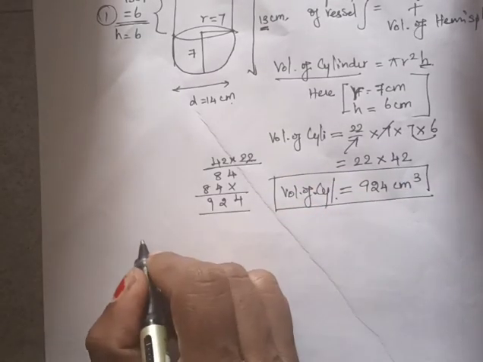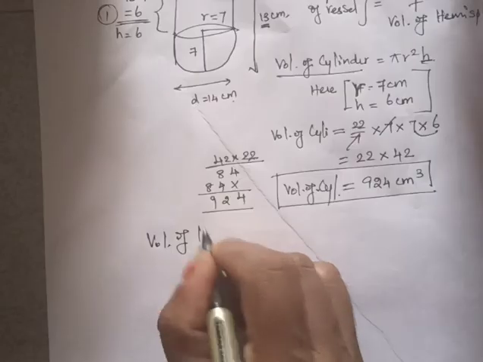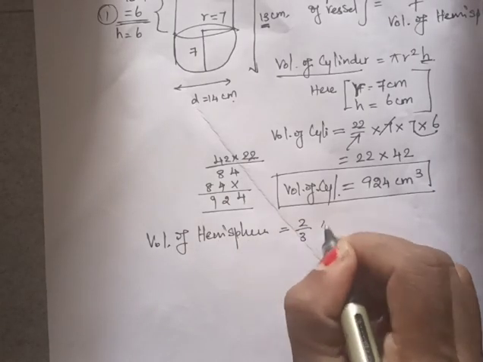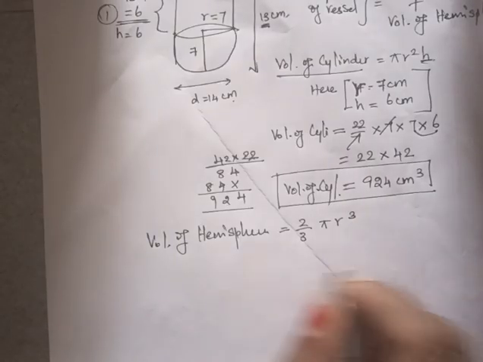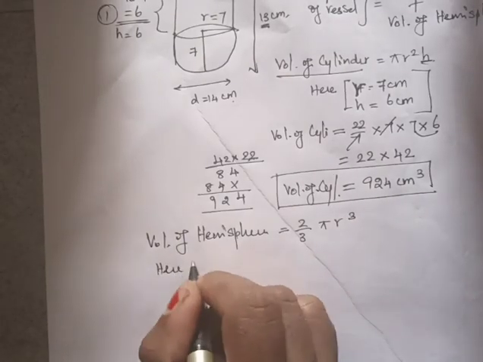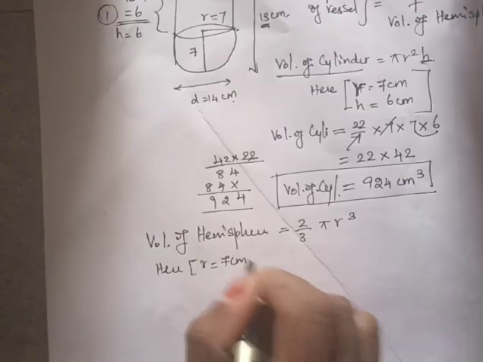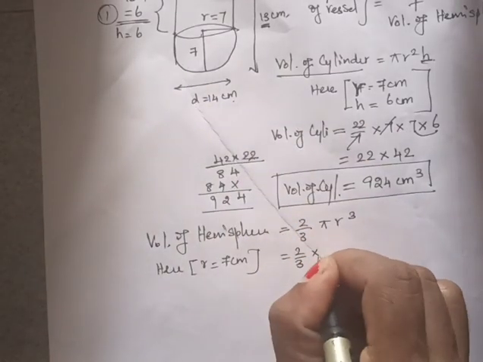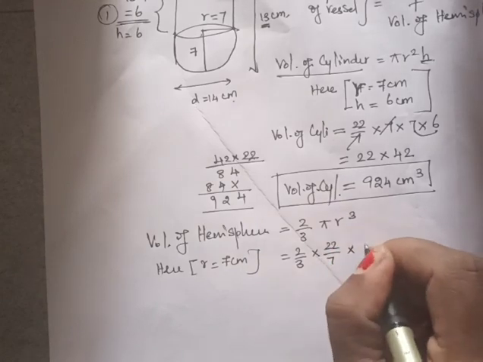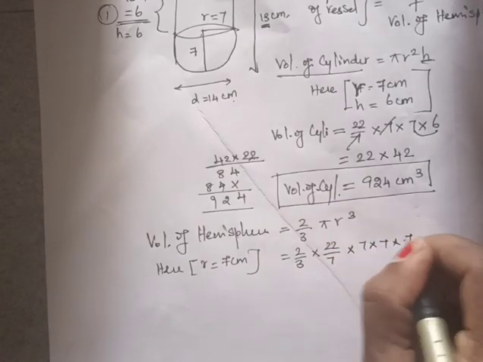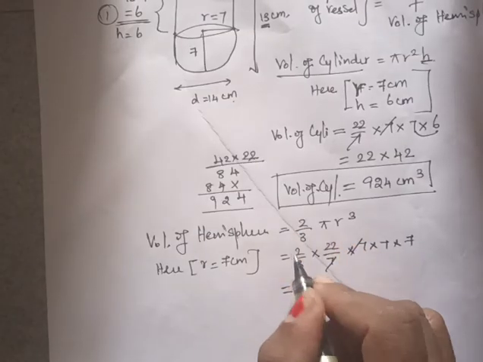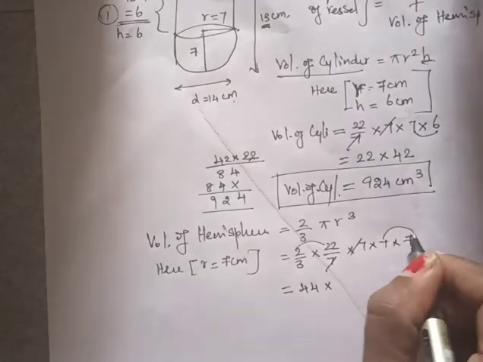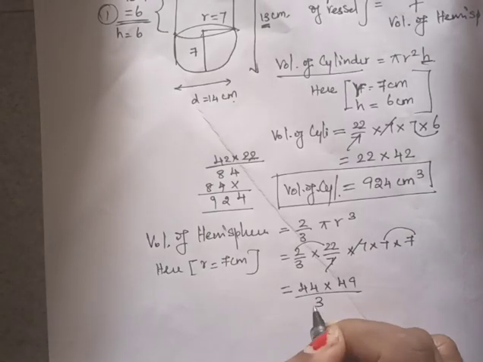Next we have to find the volume of the hemisphere. Formula: 2 by 3 pi r cube. Here the r value is 7 centimeter from this diagram. 2 by 3 into pi value 22 divided by 7, r value is 7 cube, 7 into 7 into 7. 7 gets cancelled. 2 into 22 is 44, 7 into 7 is 49, divided by 3.